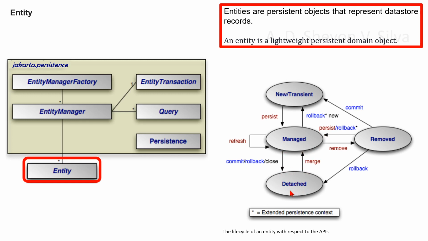Here detached interacts with managed, and removed interacts with managed. Remove is connected to new transient. Commit is passed from removed to new transient. Remove is connected to detached. Rollback is passed from removed to detached.